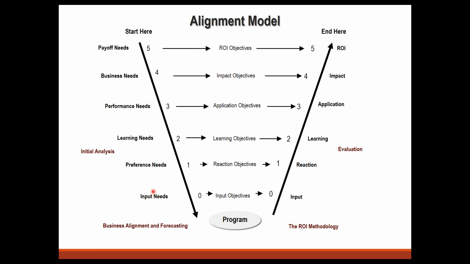Your alignment process answers the question, why are we doing what we're doing, beginning with the needs assessment. Your objectives are answering the question, how are you going to do it, and how are you going to measure success? And your evaluation answers the question, what results come from it? So alignment includes answers to the question why, how, and what.